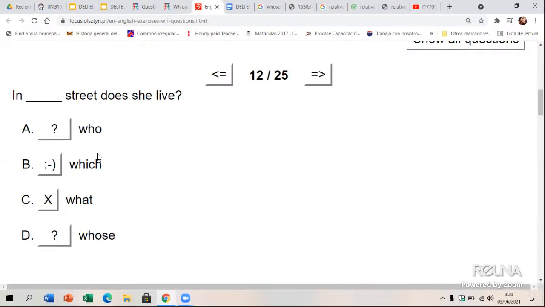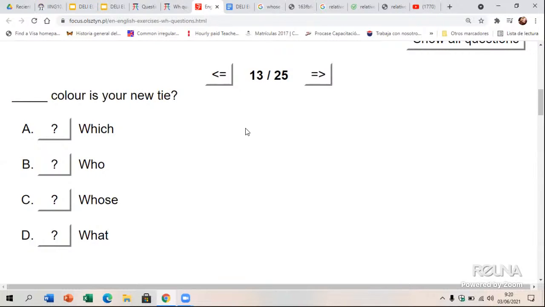Pero si tengo, oye, mira, de estas 3 calles que están aquí frente mío, ¿cuál es? Entonces sería in which street does she live? Ya, pero nos falta contexto. Así que yo diría que en este caso pueden ser las dos, por la falta de contexto, ¿ya? Los problemas que tienen estas páginas. Hay que andar adivinando. Next. Color is your new tie. Which, who, whose, what?